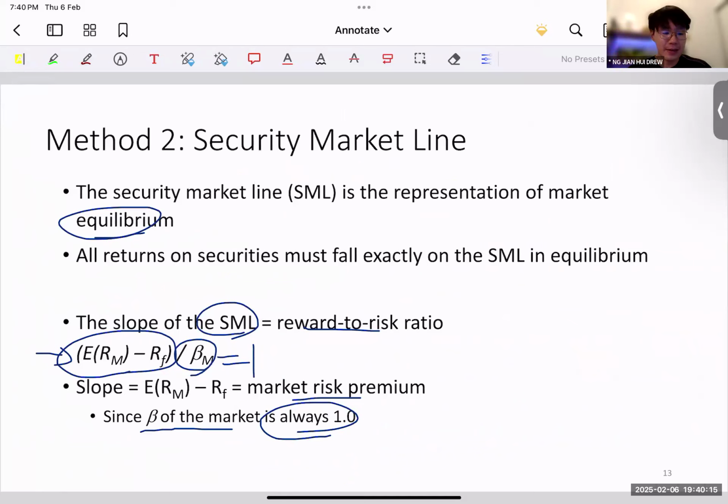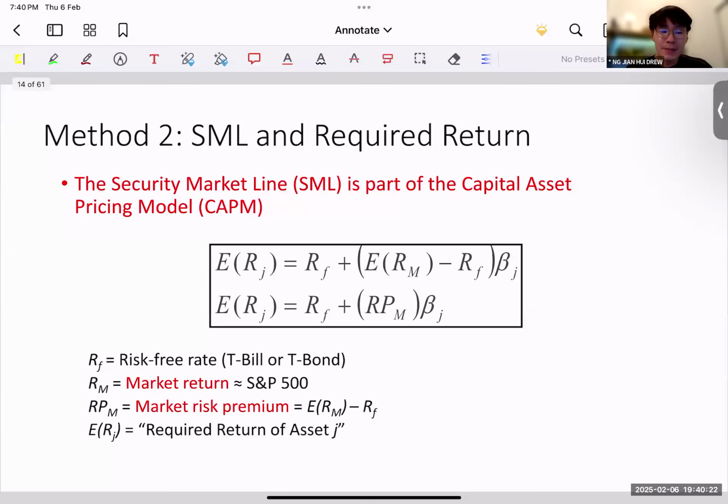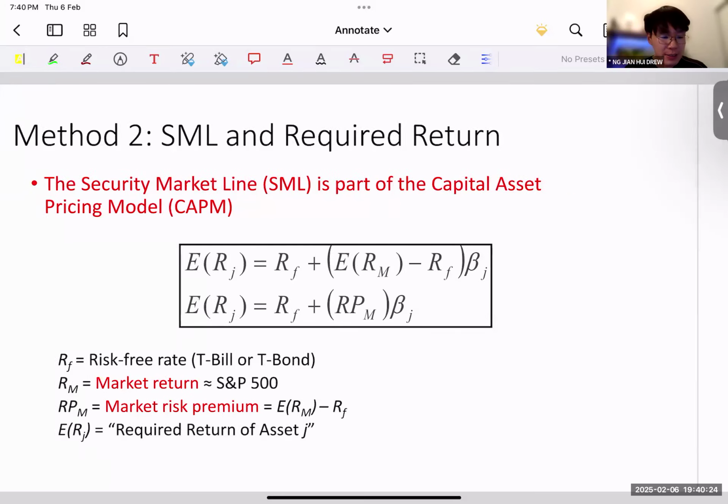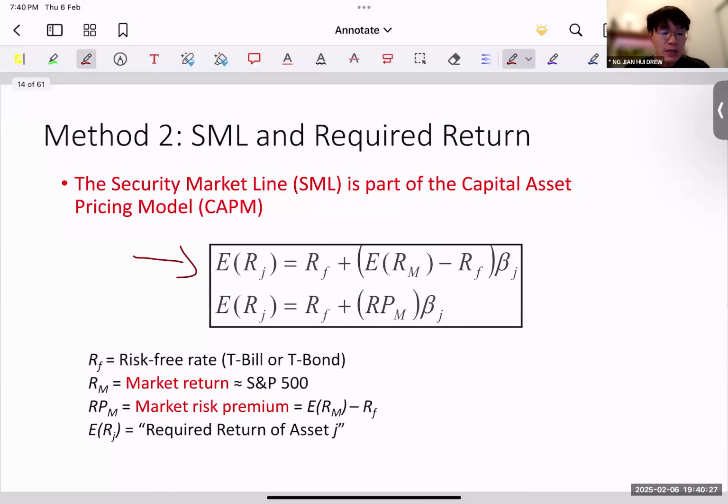Now, having understood this, we can determine the CAP-M model. The CAP-M model gives you this, right? To determine the expected return on an asset, this can be determined by first taking the expected return on the market minus the risk-free rate. You multiply by the beta of that asset, and you add the risk-free rate. And this gives you your expected return on the equity.